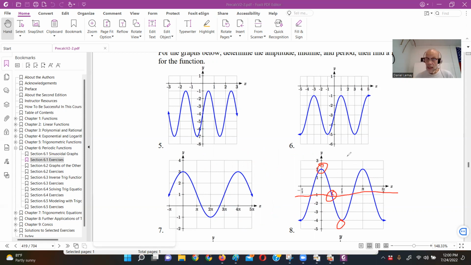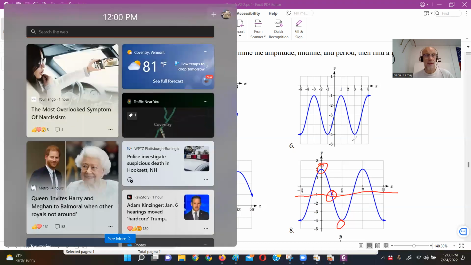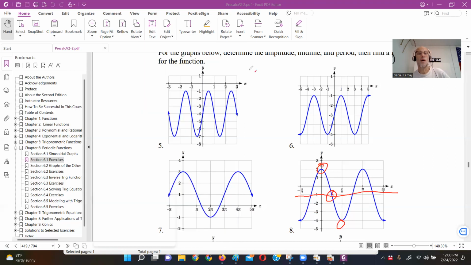Okay, so look for those lattice points, and I think that's going to help you out a lot. And that's how I know the difference. Okay, all right. So that's how I do it. Hopefully that helps.